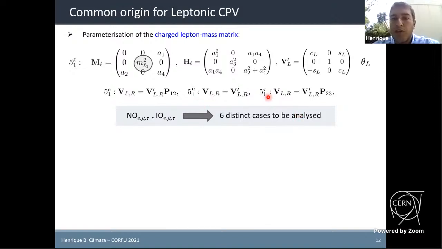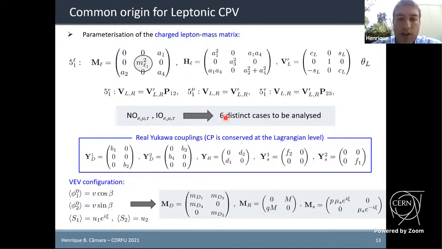And once we perform the rotation of the left-handed charged lepton fields, which is the one that is relevant for the lepton mixing matrix, this case provides only a single physical parameter, the rotation angle theta L. As I mentioned, we are going to work with the spontaneous CP violating case. It means I will impose CP at the Lagrangian level. And since we are dealing with abelian symmetries, this is equivalent to having real Yukawa couplings and also real scalar potential couplings. I showed that this VEV configuration with the non-trivial phase Xi coming from the VEV of the singlet S1 is possible. And this will dynamically generate the MD, MR, and MS matrices.